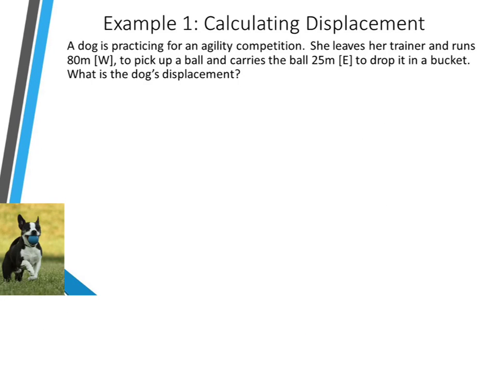So let's look at this example. So a dog is practicing for an agility competition. She leaves her trainer and runs 80 meters west to pick up a ball, carries the ball 25 meters east to drop it in a bucket. What is the dog's displacement?